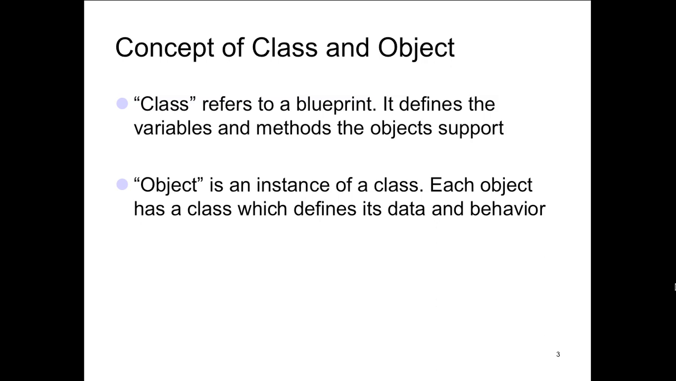I'm good now. So the concept of the object and the class: the class refers to the blueprint, as I mentioned already, and defines the variables and the methods that are going to be supported by that particular object, and the object itself is an instance of the class. So we can have many different objects, where we come up with this concept of the instance.